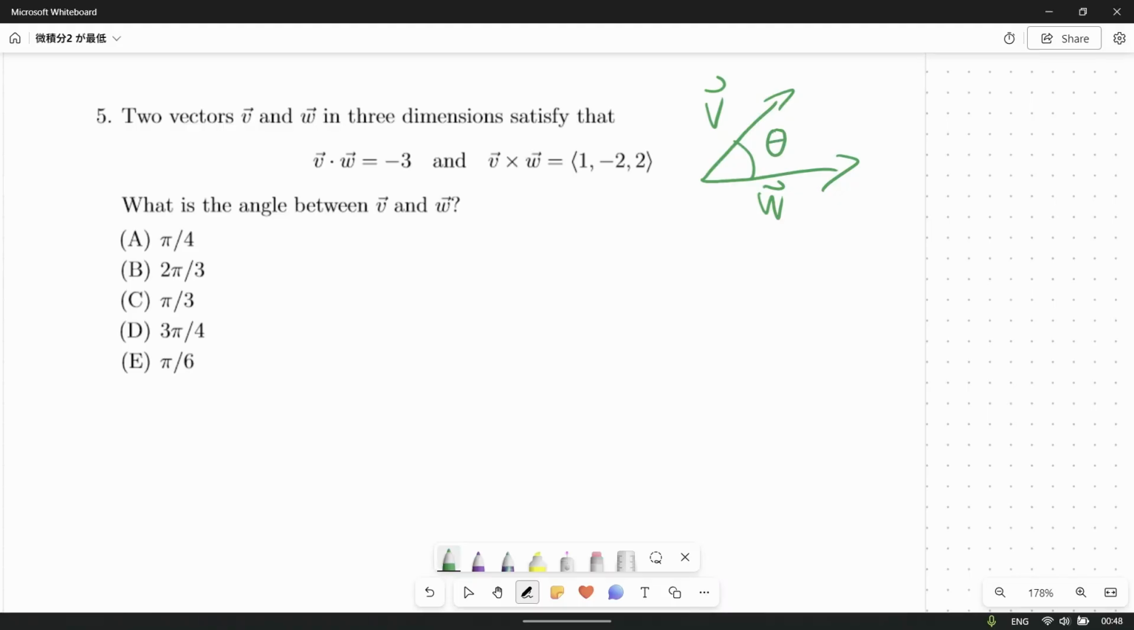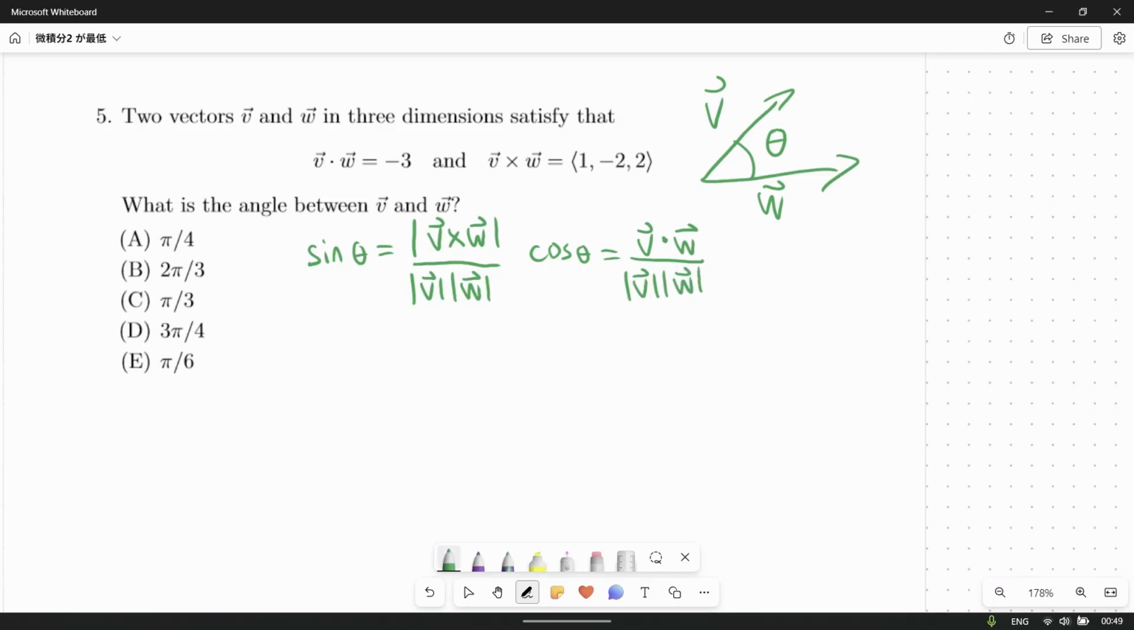To start, we know one of the first formulas: sine of theta is going to be equal to the magnitude of the cross product between v and w, over the magnitude of v times the magnitude of w. I'm using v and w because those are the vectors given to us. And then cosine of theta is going to be equal to the dot product between v and w over the magnitude of v times the magnitude of w.